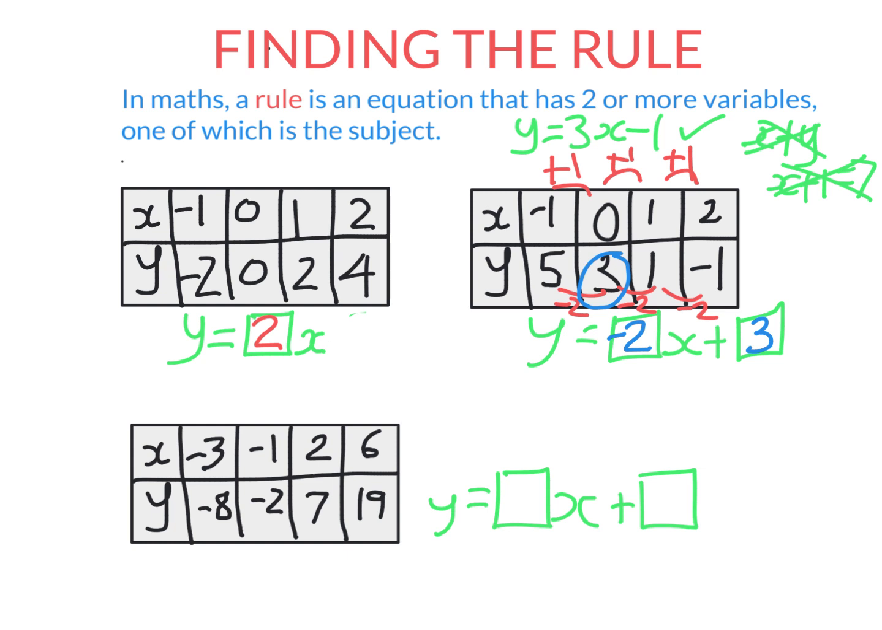So x is the input value. We need to put the input value through a times negative 2 machine and then an add 3 machine in order to get the output, the y value.